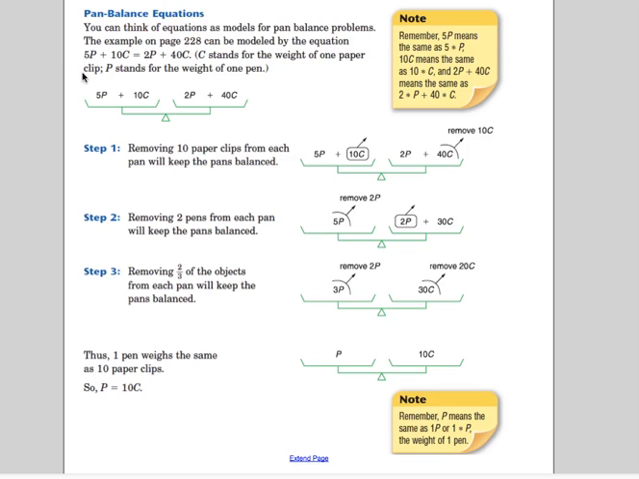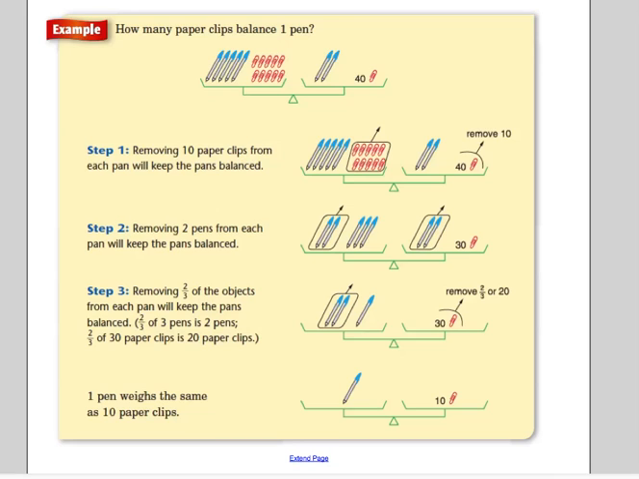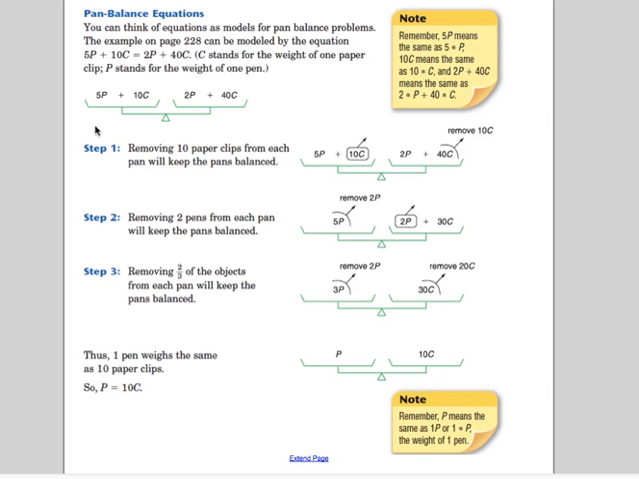Now, these are equations, and in this first example here, we used all pictures, lots of pictures. I guess we had a little bit of numbers here so that we didn't have to draw 40 paper clips out. But we used pictures to represent things. We can also use numbers and variables to represent things in our pans as well. And in fact, that's what we'll be continuing to move toward, is using numbers and variables, because that's what algebra is all about. You can think of equations as models for pan balance problems.